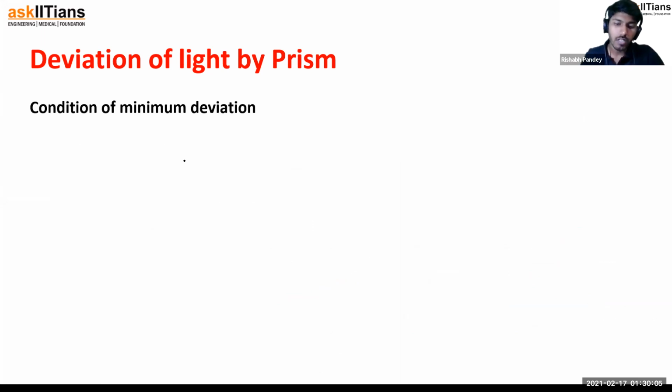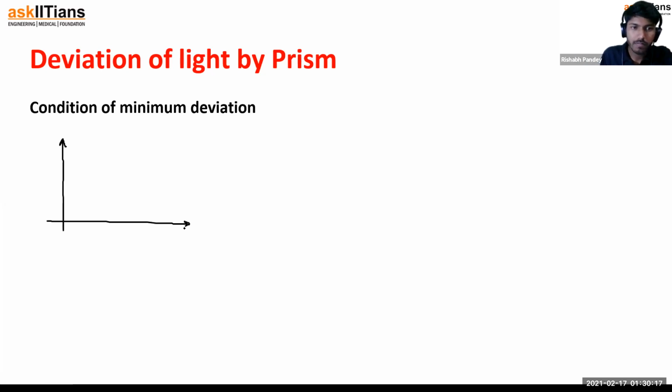Condition of minimum deviation. What's the condition of minimum deviation? Basically, the condition of minimum deviation has been given by a graph. Say, this is a graph of deviation and angle of incidence, a graph between the deviation and the angle of incidence. And the ultimate result looks like this. This is the point of minimum deviation. If you look closely over here, basically the deviation is minimum.